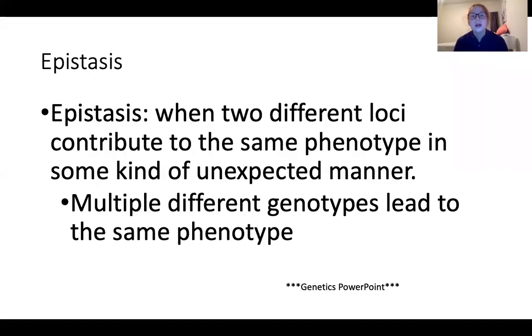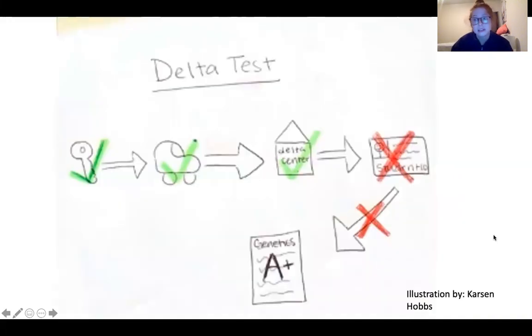Epistasis is when two different loci contribute to the same phenotype in some kind of unexpected manner. So multiple different genotypes leading to the same phenotype. To explain this, I'm going to use an example of taking a test at the Delta Testing Center.